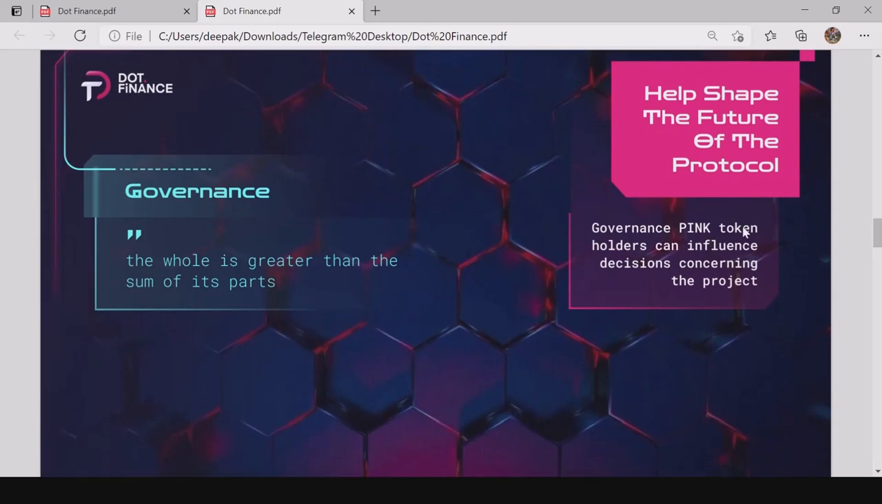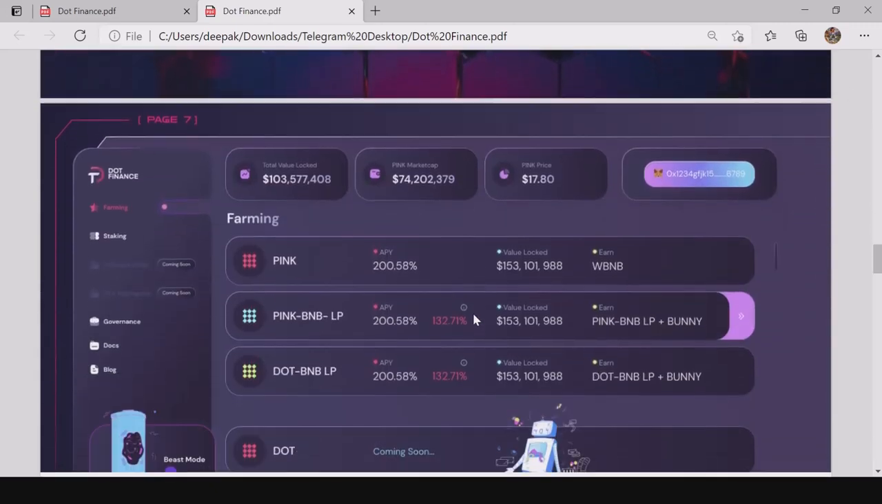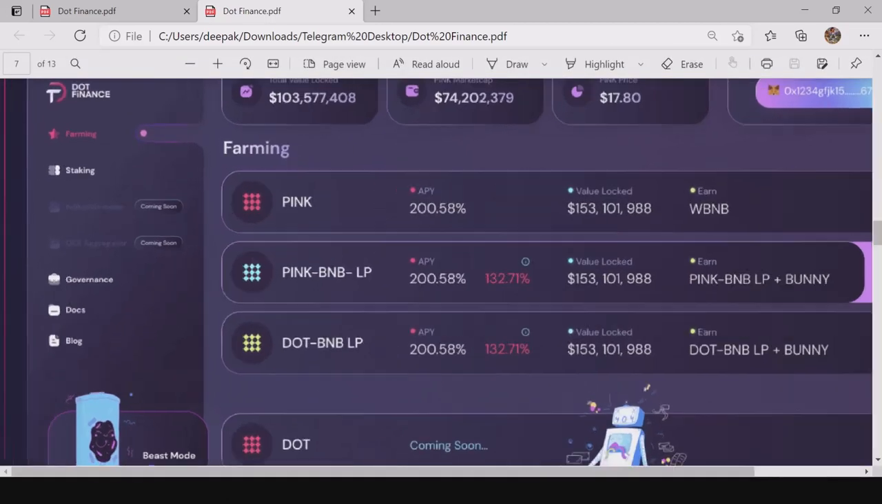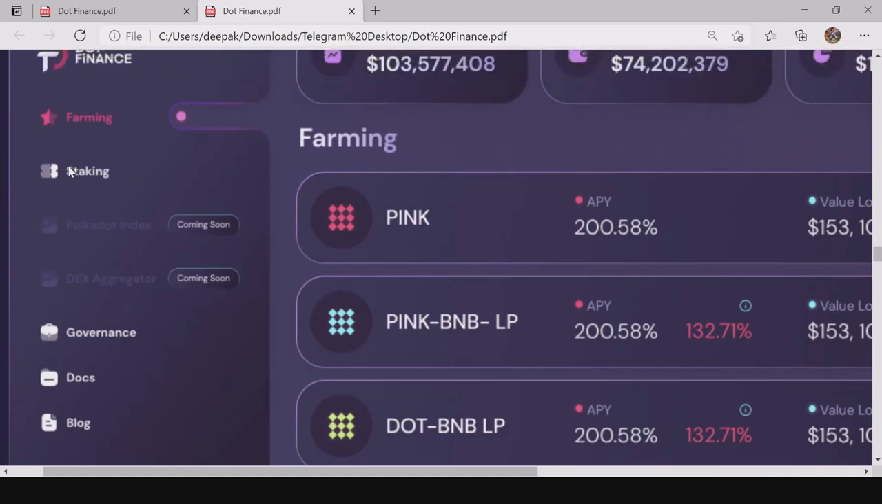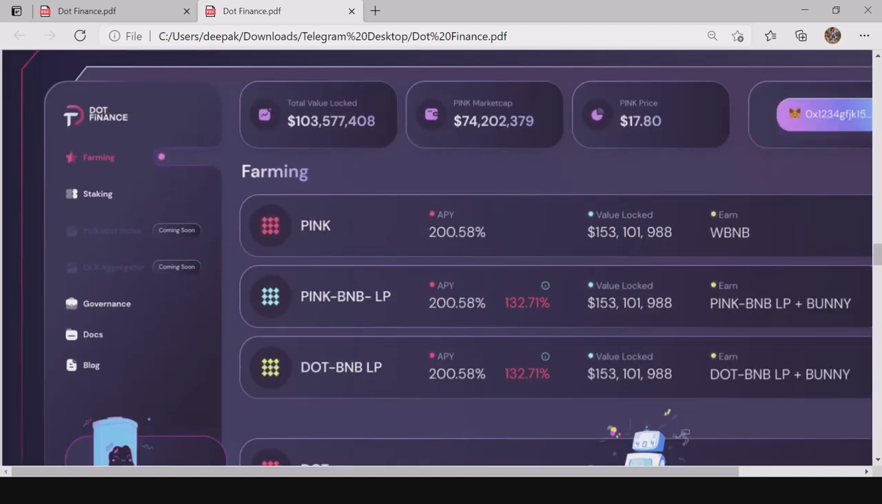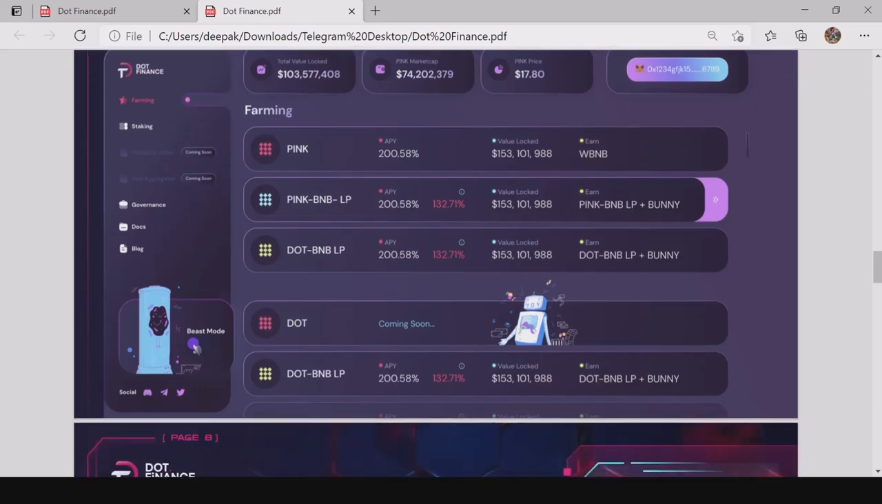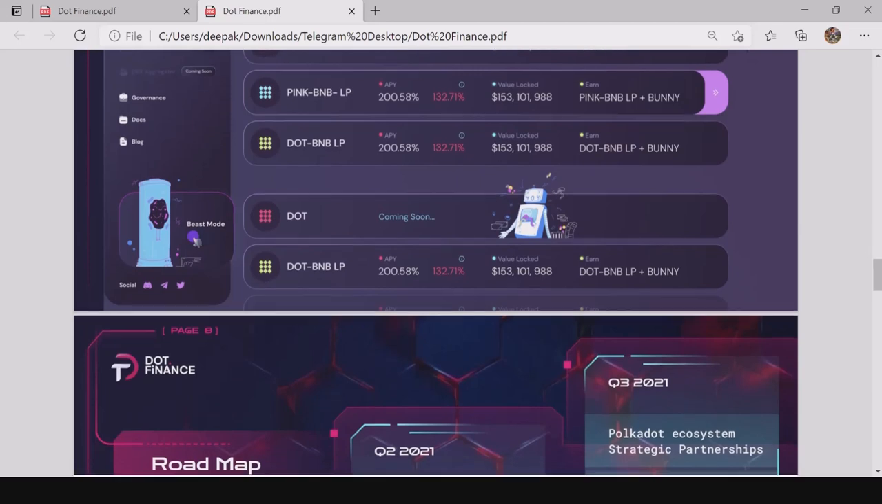Governance, as you know, you can influence, you can vote and all that. Yeah, okay, this is nice. I like the UI, UI UX, whatever you call it. You can see here there's farming, staking, the Polkadot index will be coming soon, and the DEX aggregator. So they are basically the same as Plasma Pay. I also love what Plasma Pay is doing, but these guys are doing it on the Polkadot ecosystem, which is good. So they're not really cross-chain.